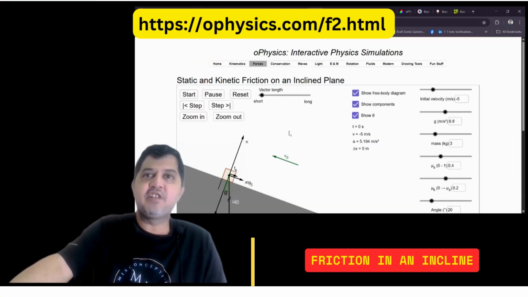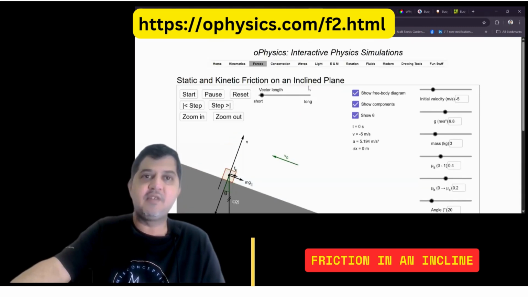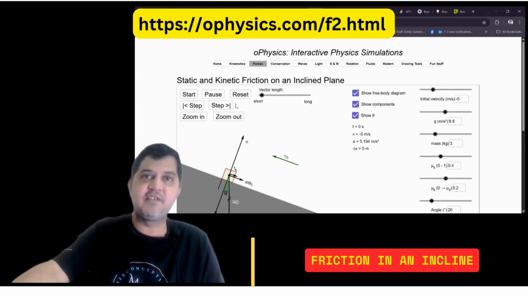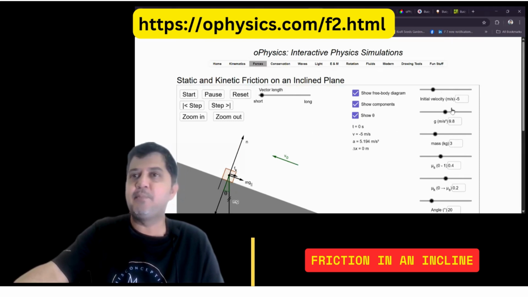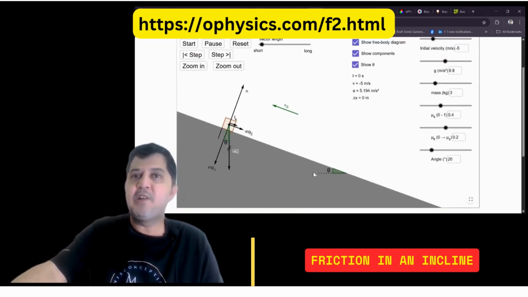Static and kinetic friction on an inclined plane. Once again, a mix of it. You have friction and you also have an inclined plane. You can change the inclined plane here. You can change the value of mu s, mu k, and angle over here, and then you can start this. So the vector starts over here. Initial velocity is -5, it's given. What happens when it is -5? Which means +5 is like this, -5 should be like this.